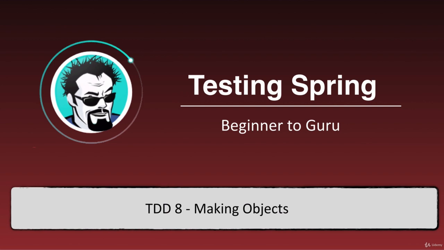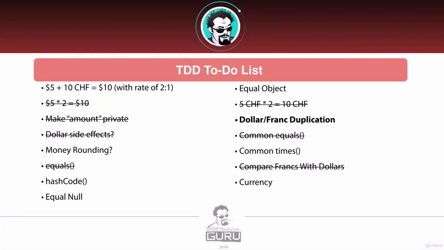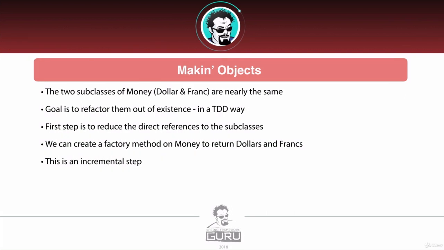In this video, we are going to take a look at the test-driven development book, Chapter 8, Making Objects. So on our to-do list, I've highlighted in bold the dollar-franc duplication, and we're going to be looking at that in this video. Now, right now, the two subclasses of money, dollar and franc, are nearly the same.